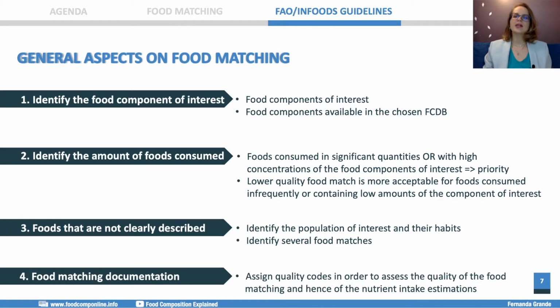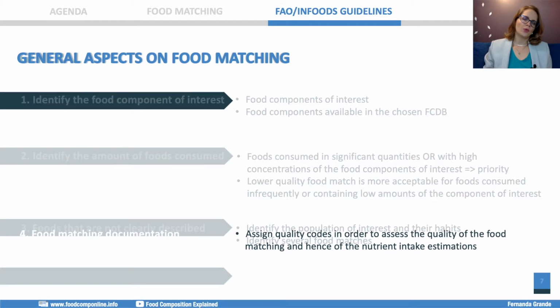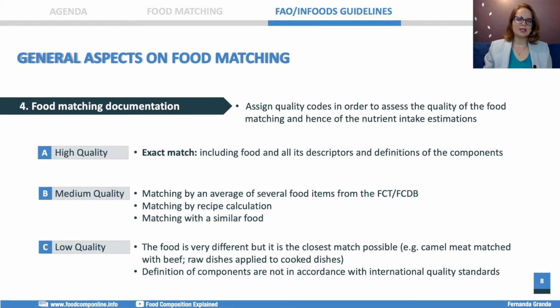And fourth, it is important to document the food matching. So assigning quality codes is very useful to assess the quality of the food matching and hence of the nutrient intake estimations. So we can classify the quality of the food matching using, for example, these criteria available in the guidelines.